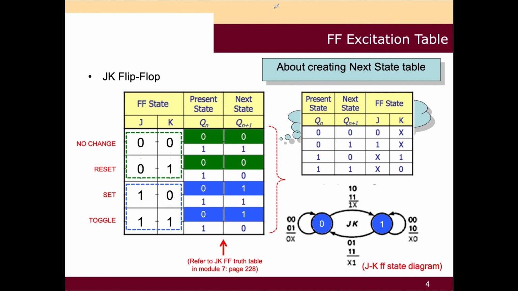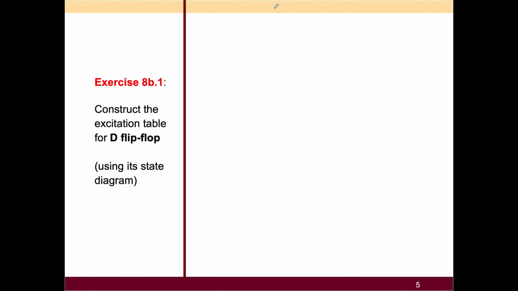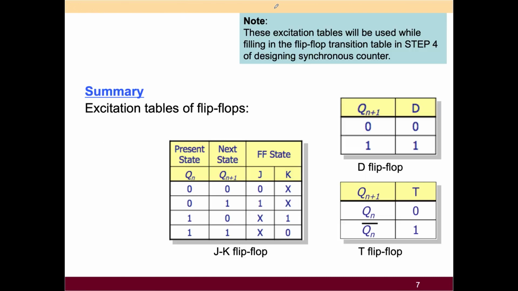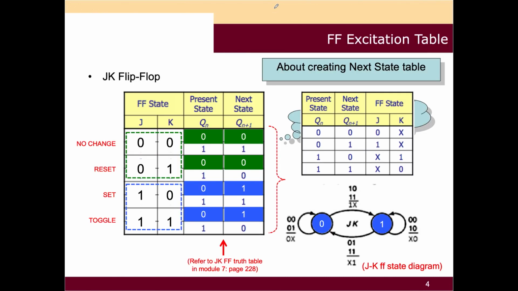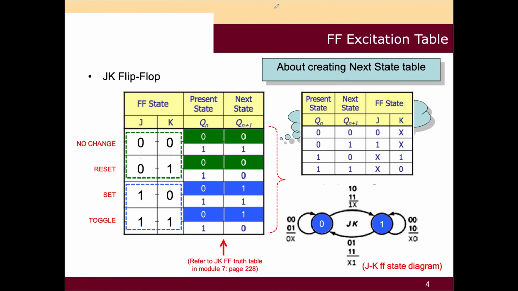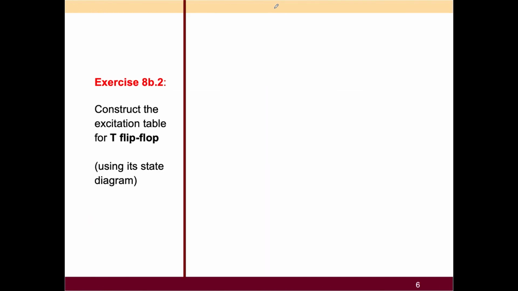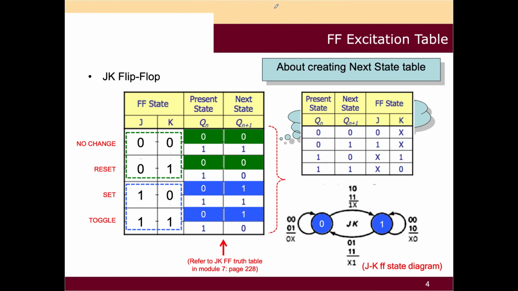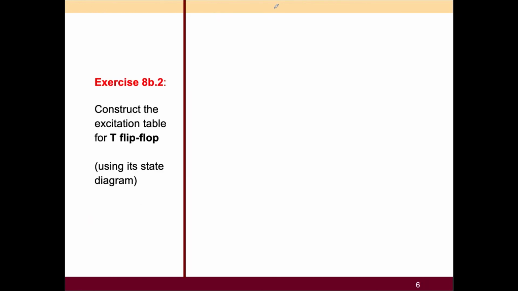So let's move. If you have questions that you did not understand, please ask me, WhatsApp me, or ask me in class. So let's take a look on the exercise and the D flip-flop using its state diagram. I think it's quite similar. It's not showing here. Maybe you can check on your module. It is just a simple example of your exercise.